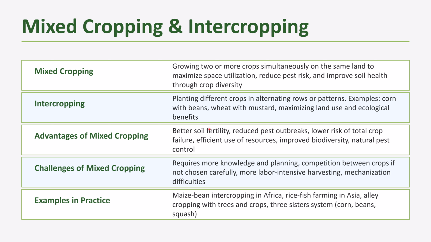Advantages of mixed cropping: better soil fertility, reduced pest outbreaks, lower risk of total crop failure, efficient use of resources, improved biodiversity, natural pest control. Challenges of mixed cropping: requires more knowledge and planning, competition between crops if not chosen carefully, more labor-intensive harvesting, mechanization difficulties. What are the examples which are in practice? Maize-bean intercropping in Africa, rice-fish farming in Asia, alley cropping with trees and crops, three sisters system: corn, beans, and squash.